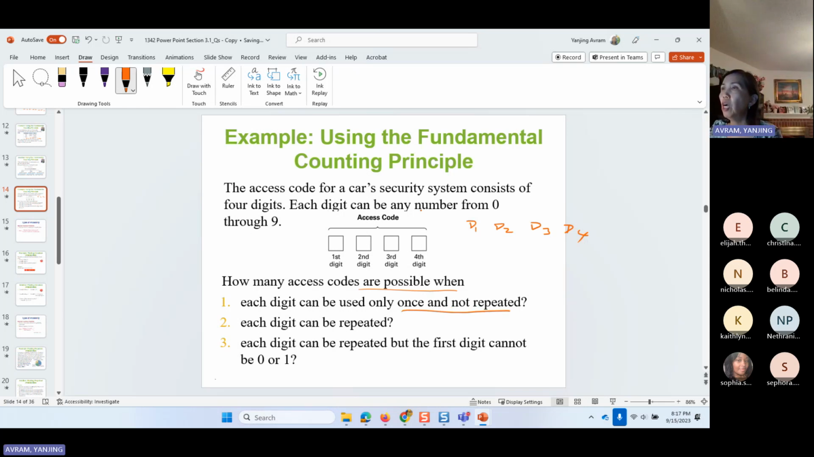Okay, so from 0 to 9, how many total digits do we have? How many in between from 0 to 9? 10 is the correct answer, okay? So it didn't say you cannot start with 0, so that means for the first digit, I can have a 10 choice, okay? For the first digit, I can have 10 choices, but it said you cannot repeat. So if I choose this one, 8 for example, then 8 is out. So how many are left for the second digit?